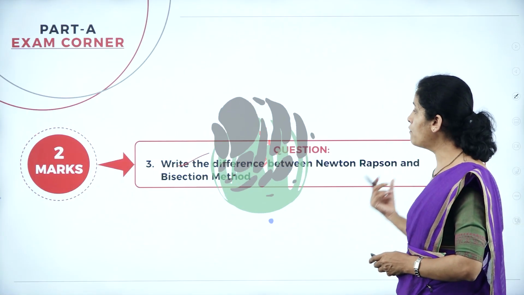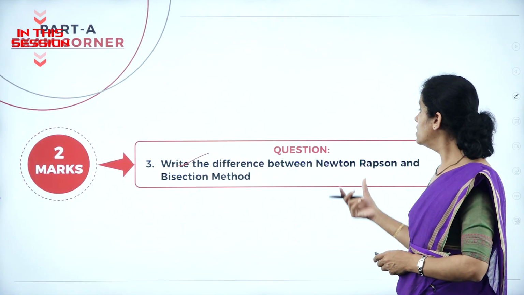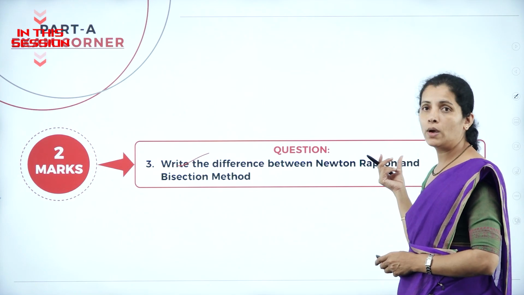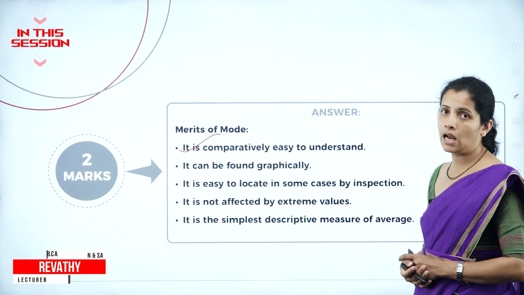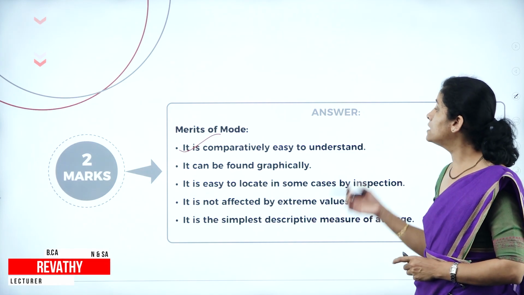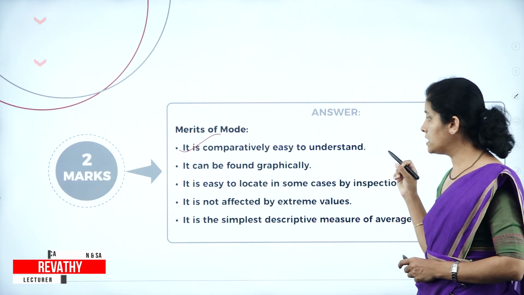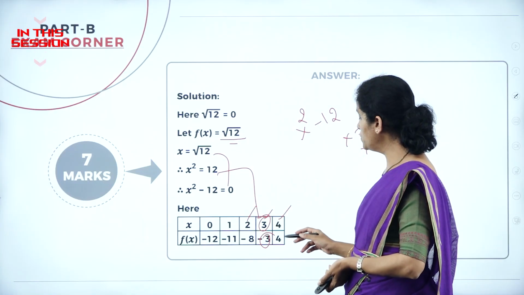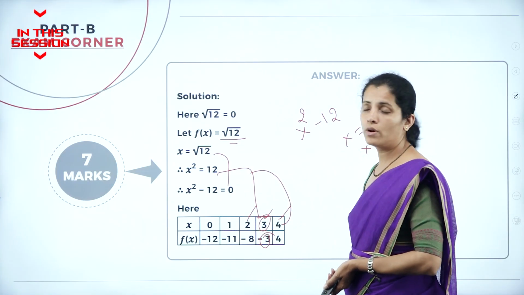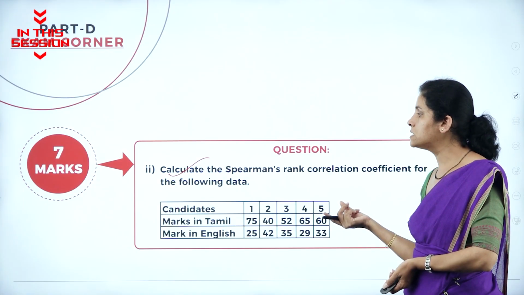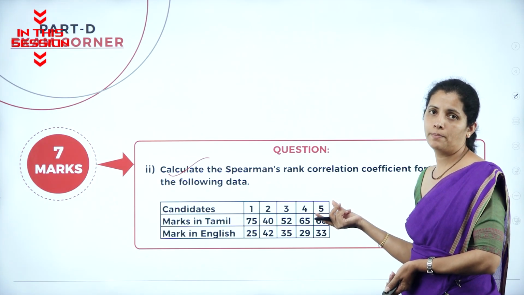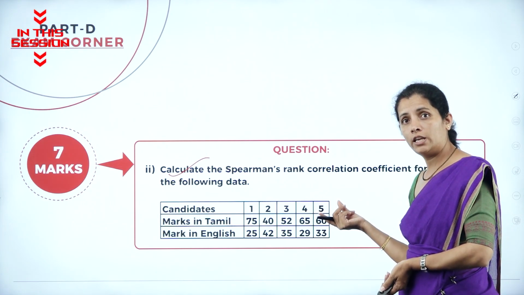So dear student, I want to write the difference between Newton-Raphson as well as bisection method. If I represent the data in terms of mode, then it is very easy to understand. If I substitute x equal to 4 in this equation, I am getting the answer 4. This Spearman's rank correlation is nothing but the rank correlation.